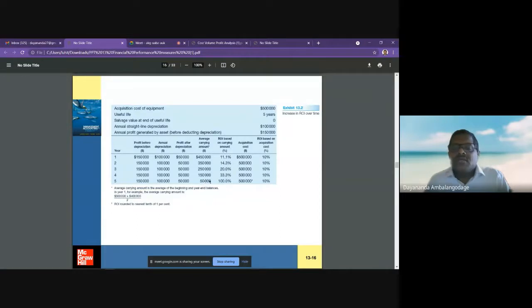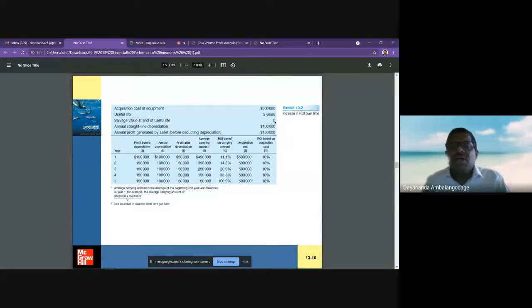Fifth year beginning balance. You have used the asset for 4 years: year 1, year 2, year 3, year 4. Thereby, the total depreciation for the first 4 years would be 400. 500 less 400 leaves 100. That is the beginning of fifth year balance. And you know what is the end balance of the fifth year? 0. At the end of the fifth year, when the 100 is written off, the salvage value is 0.